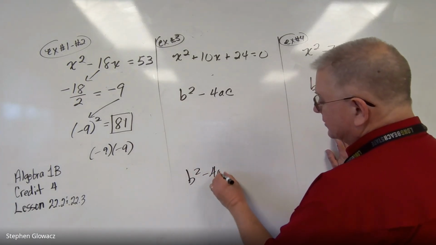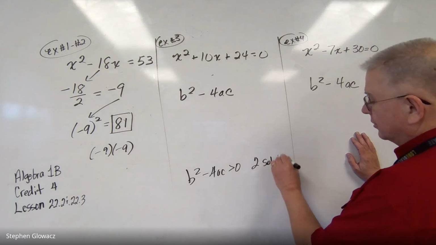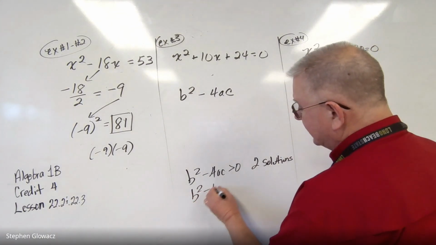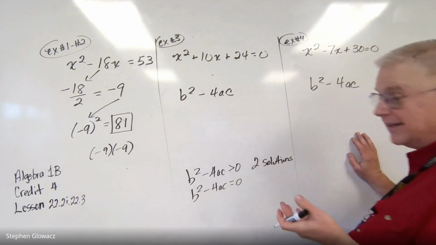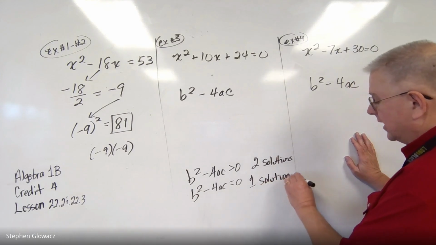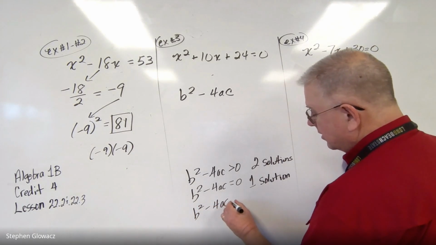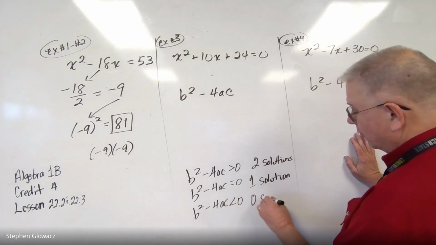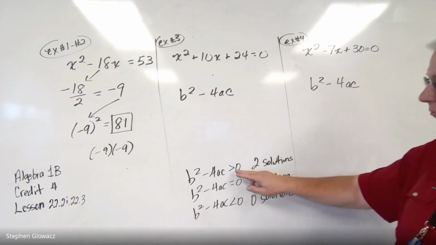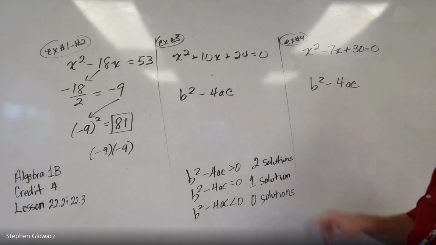So if b squared minus 4ac is greater than 0, it's positive in other words, there's 2 solutions, 2 real solutions. If b squared minus 4ac ends up being exactly 0, that means there's 1 solution. And if it's negative, meaning it's less than 0, there are no solutions, no real solutions. All right, so if it's positive, greater than 0, there's 2 solutions. If it's equal to 0, 1 solution, less than 0, no solutions.